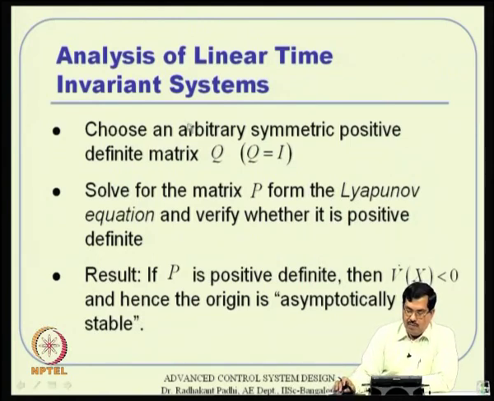So, if I have the liberty of selecting any positive definite matrix Q, then obviously my natural choice will be identity. Identity is a positive definite matrix. The simplest form of positive definite matrix is identity.